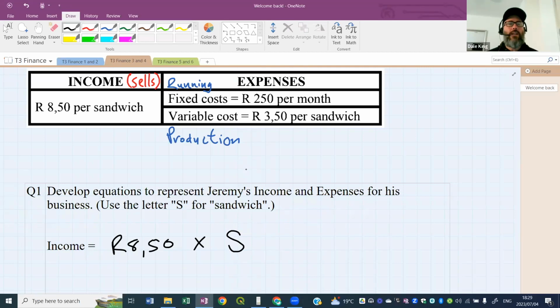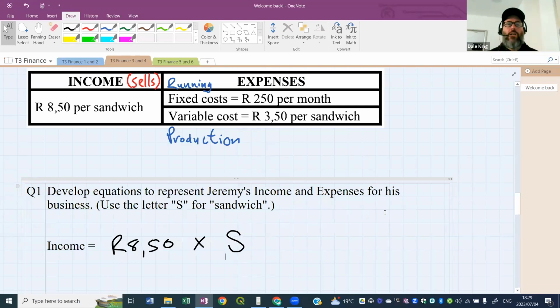So to calculate income, you've got to take the number of sandwiches you sold that day and multiply by R8.50 because you're selling them at R8.50. Okay. All right. Now the income equation is done. There it is. Very simple. No horrible, core maths things here. Very simple equation that we can use.